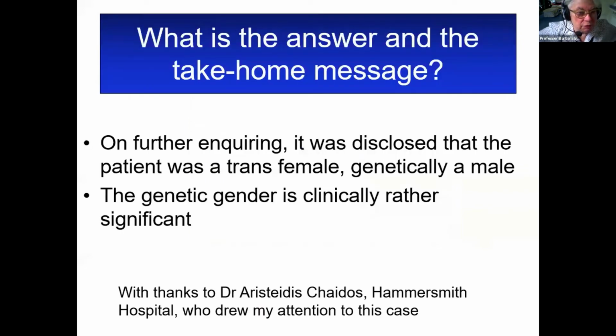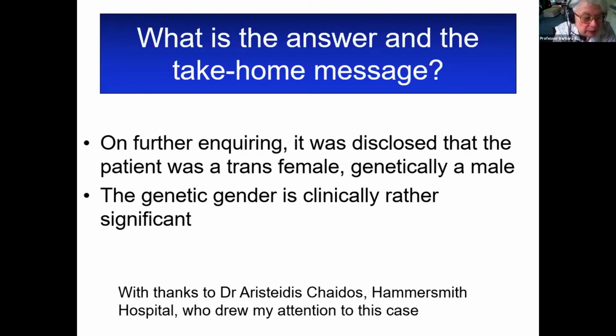So we made some further inquiries, and it was disclosed that this patient was actually a trans female. That is to say, she was genetically a male, but she was regarding herself and was being treated as a female and was being recorded in the hospital records as a female. So essentially, her red cells have got the characteristics of a male with G6PD deficiency who's got only one X chromosome, and that X chromosome is defective.